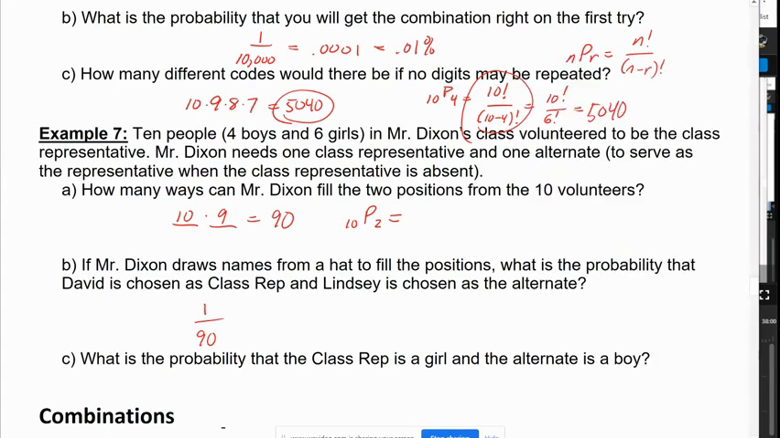Okay, and so what is the probability that the class rep is a girl and the alternate is a boy? So here we'll go back to the fundamental counting principle. If we want to fill the first spot with a girl, there are 6 girls, so 6 different options for filling the first spot and 4 different options for filling the alternate spot. That gives us 24 permutations. So here the probability of David and then Lindsay is 1 out of 90. That's one permutation out of the 90 possible permutations.